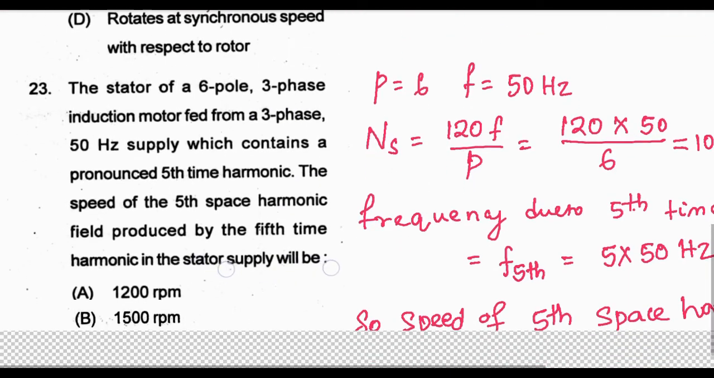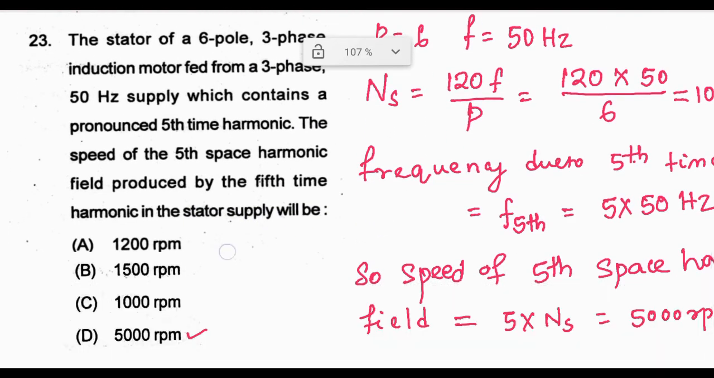Then next question is 23. The stator of a 6-pole 3-phase induction motor is fed from a 3-phase 50 Hz supply which contains a pronounced 5th time harmonic. The speed of the 5th space harmonic field produced by the 5th time harmonic in the stator supply will be?